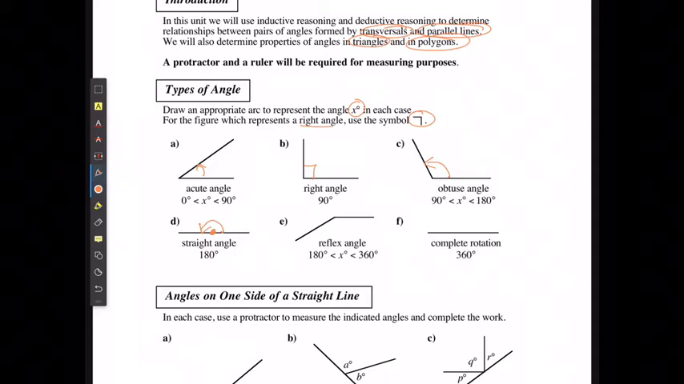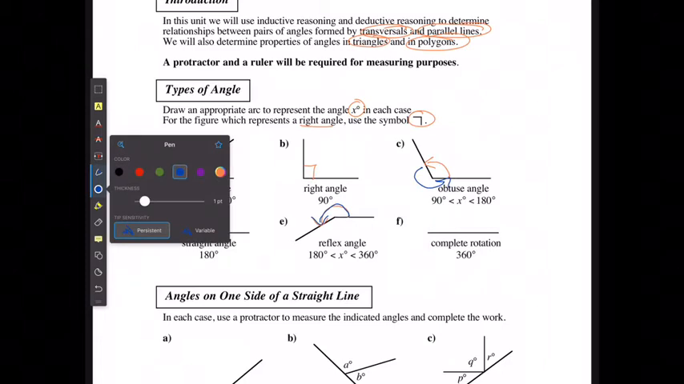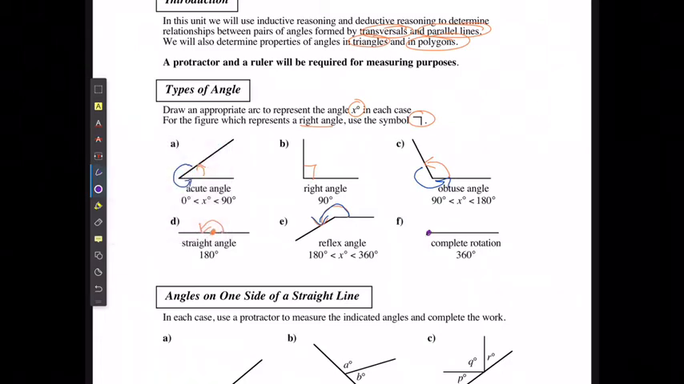If we talk about a reflex angle, that would be like the outside of an obtuse angle. So if I look at it here, this one is going to be the same as the one here or the one in here. That would be the outside of an obtuse angle or an acute angle. And if we talk about a complete rotation, that would be like if I started at the end point here and I'm rotating all the way around to get back to the starting point again.